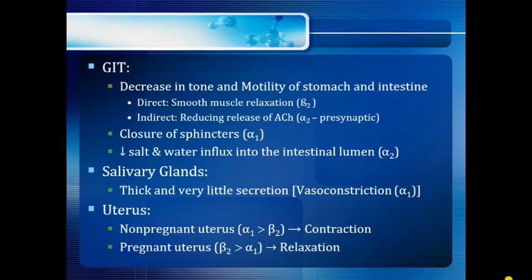What is the action on uterus? Non-pregnant uterus will have more alpha-1 dominant action as compared to beta-2, and it would lead to contraction. While in pregnant uterus, beta-2 representation is more as compared to alpha-1, which would lead to relaxation of the uterus. So more use of adrenaline on the pregnant uterus would lead to relaxation of the uterine muscle and chances of abortion are high.